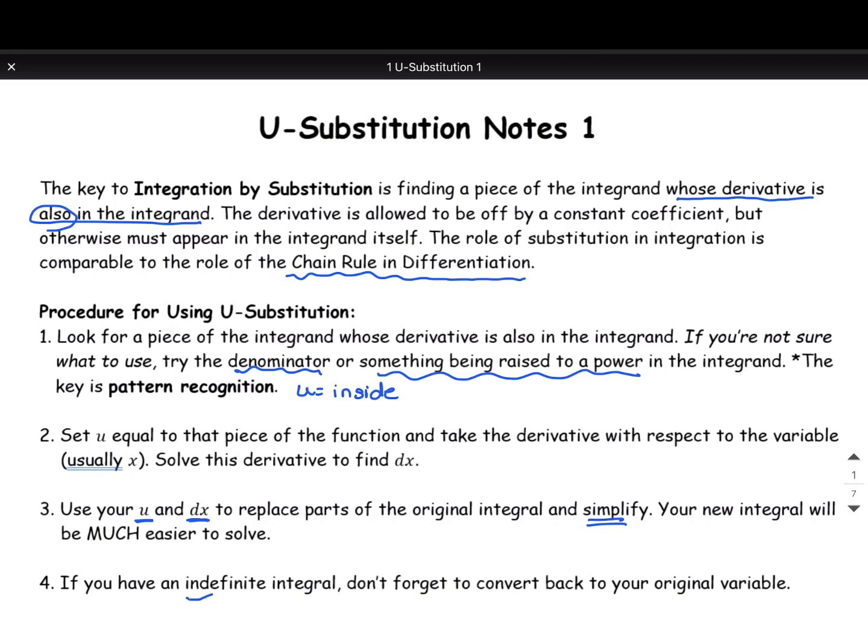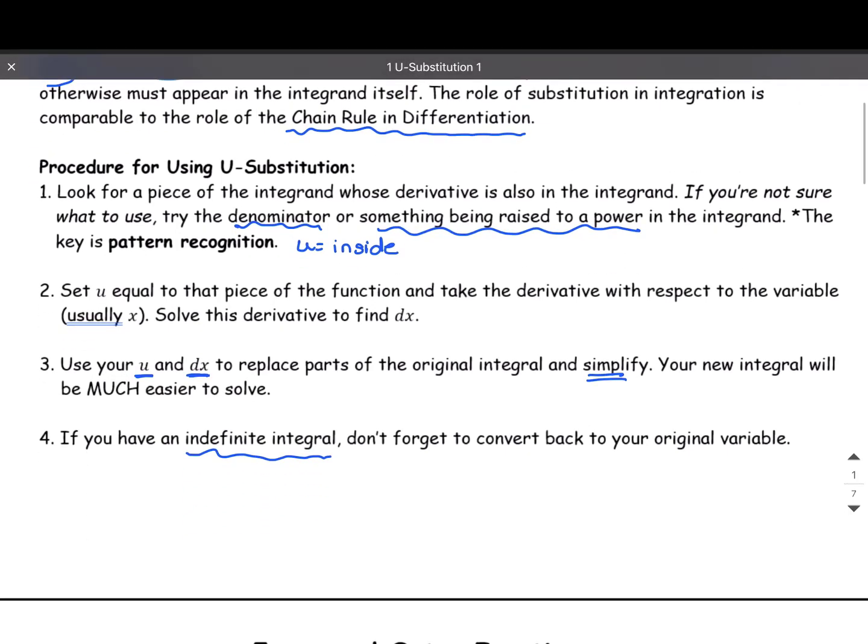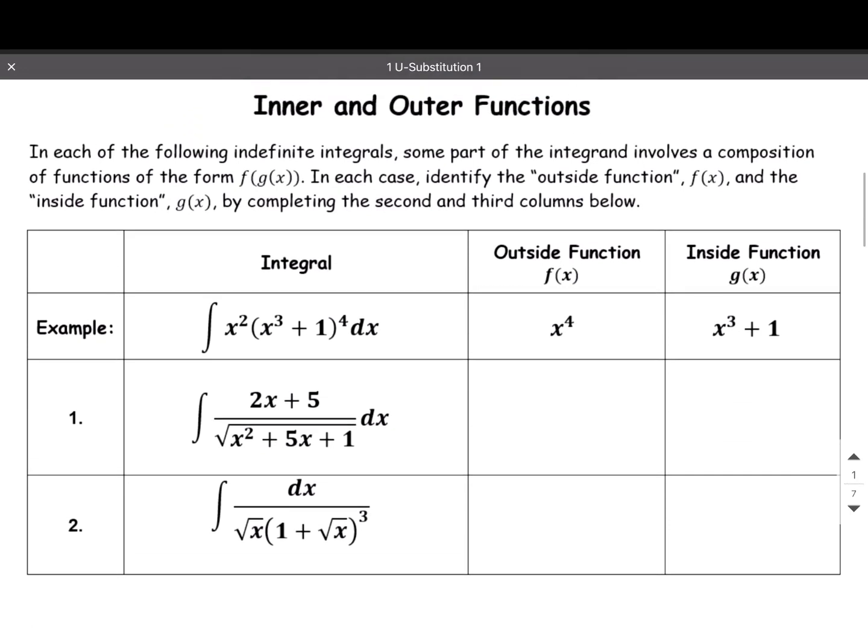If you have an indefinite integral, which means there's no upper and lower limits, you need to convert back from the u's to your original variable. So that's important to remember. If we have numbers, we're not going to convert back. All right, so let's go through first and talk about what should be a u and what isn't a u.